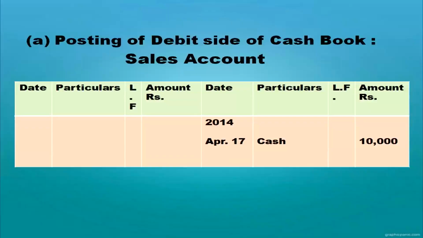Posting of the debit side of the cash book. Here we have cash account debit to sales as an entry. We have already posted in the cash book. So, how will you post in the sales book? You have to open the sales account and post on the credit side by cash, amount and date in the respective columns. On the debit side of the cash book, you have seen the sales, and you are opening that account, and on the credit side you are posting.